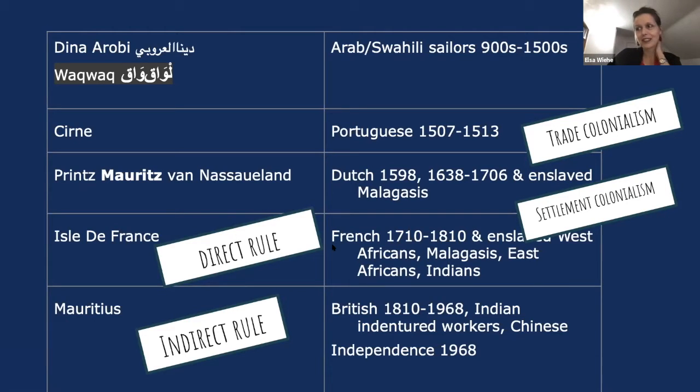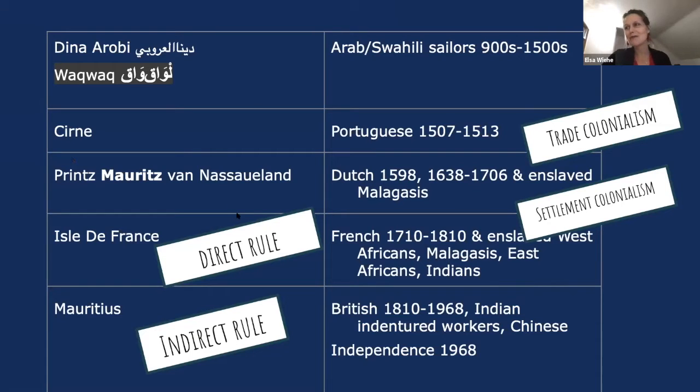Okay. So with this history, I want us to fast forward to today. Today, over 85% of Mauritians, citizens of independent Mauritius, speak Creole as a mother tongue at home. Creole is the language of Mauritius. So before we get into the details of language in relation to colonialism, I want you to experience Creole directly.